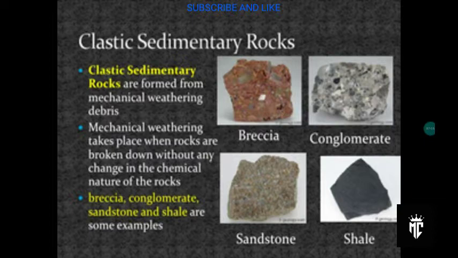Most of the time, the agents which bring down this type of rocks are the flow of water, the running water from streams, from waterfalls, and the surface runoff of water, or the movement of glaciers. Sometimes even wind acts as a weathering agent, as it blows a large amount of sand particles from one place to another. Examples for this type of rocks are breccia, conglomerate, sandstone, and shale.